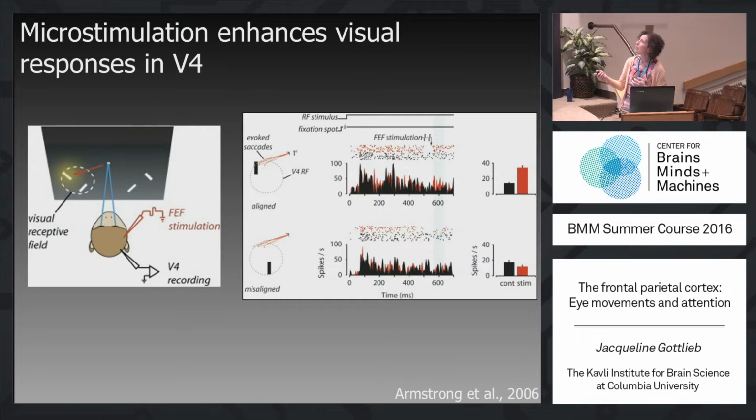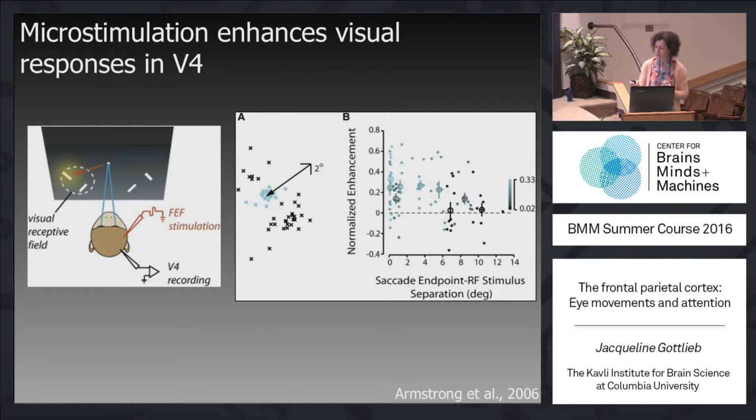So here is an example in which the receptive fields were aligned. The eye movement that was evoked from the frontal eye field, which is an indication of where the receptive field was at the frontal eye field site, was down and to the left, and the V4 receptive field was partly overlapping with those saccade endpoints. If the monkey was attending to a stimulus here, then microstimulation of the FEF produced a slight enhancement of the V4 response. If, on the other hand, the visual stimulus was not aligned with the saccade endpoint, there was no consistent enhancement.